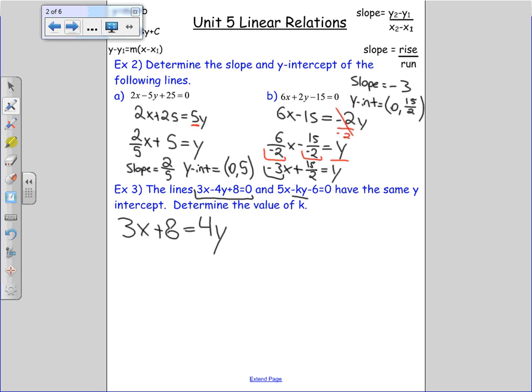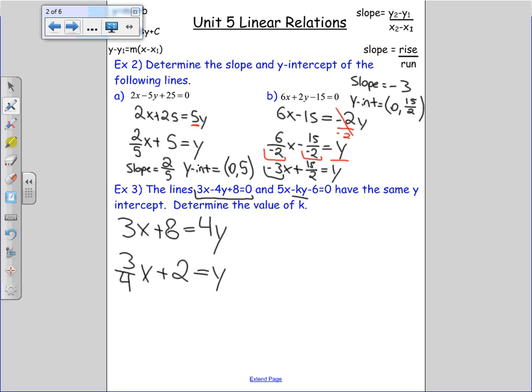What do we do, Hannah? Divide both sides by 4. So it's 3 over 4 x plus 2 is equal to y. Now let's do the same thing with the other one.